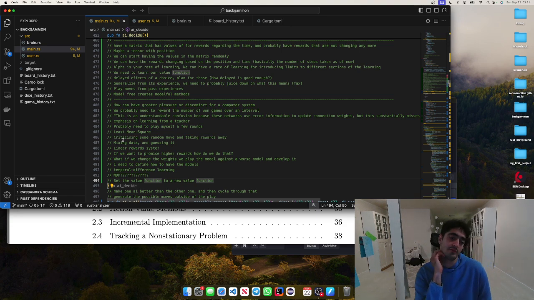Criticizing some random move and taking rewards away. Mixing data and guessing in. What's that mean? Linear reward system. So yeah, that one, because we want to say we shouldn't have a linear system of rewarding things. So just don't keep it. Just maybe don't give it one.